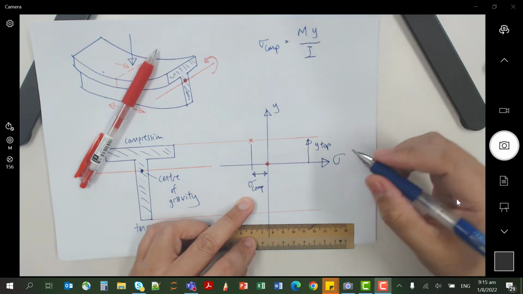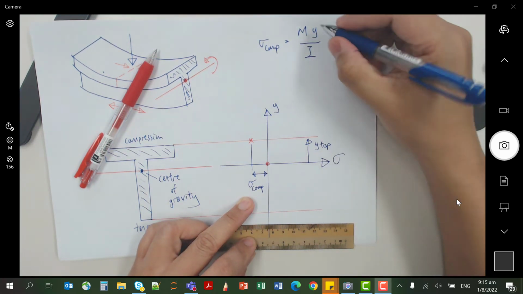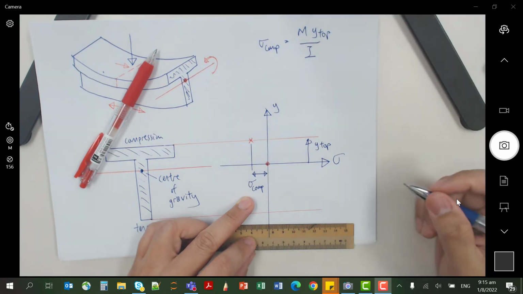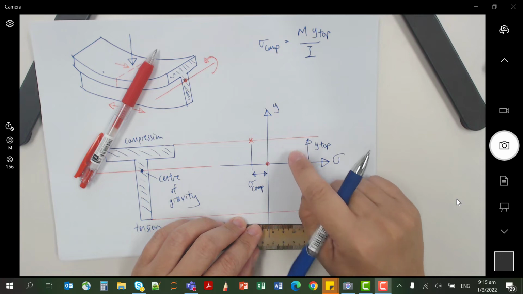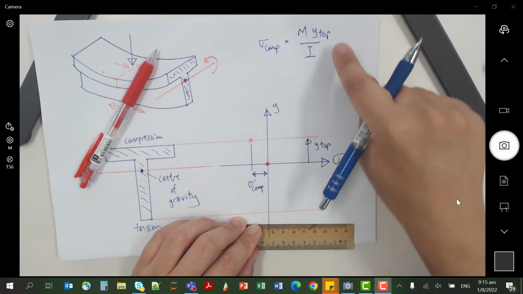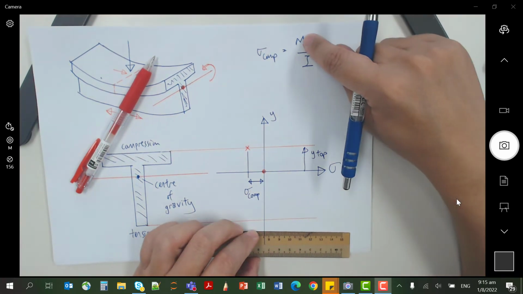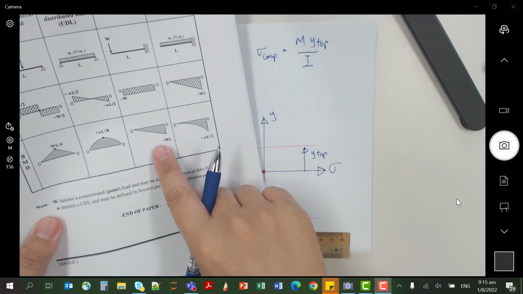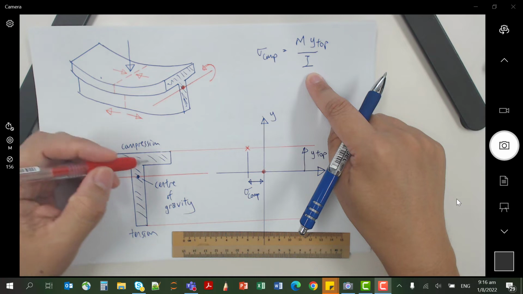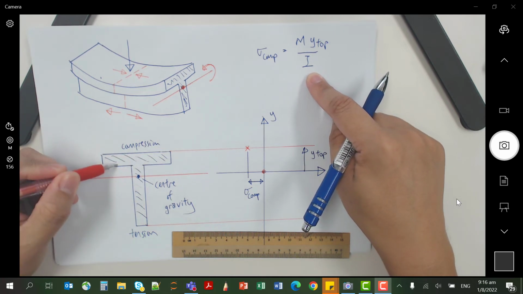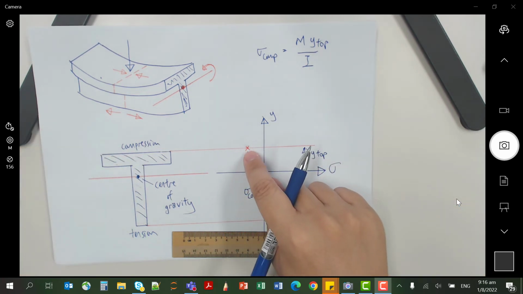Okay, and the y that you use is this y top, with reference from the CG. How far away is it? It's the top from the CG. This is the value that you need to put here. And then this moment is the moment that you find from this table. And the I, of course, you have to find the value of the I for this T shape. Okay, and you will be able to find this exact value.